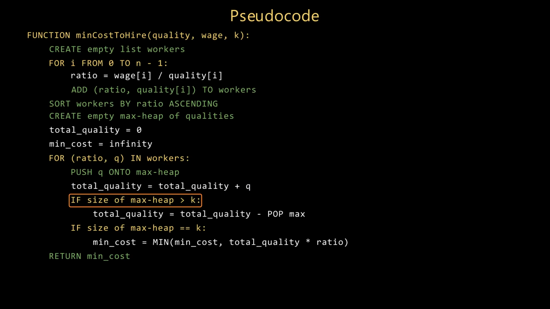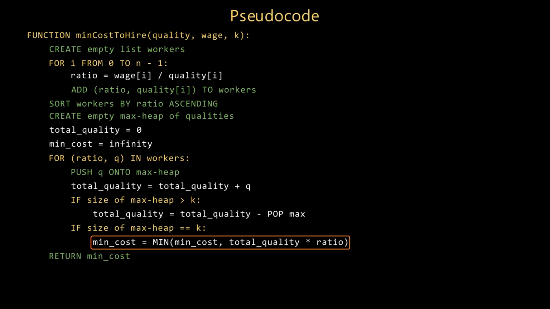If the heap now holds more than K workers, we pop off the largest quality and subtract it, keeping the team lean. Whenever the heap holds exactly K workers, we cost this team as total quality times the captain's ratio, and keep the smallest cost seen. After the sweep, we return that minimum cost.